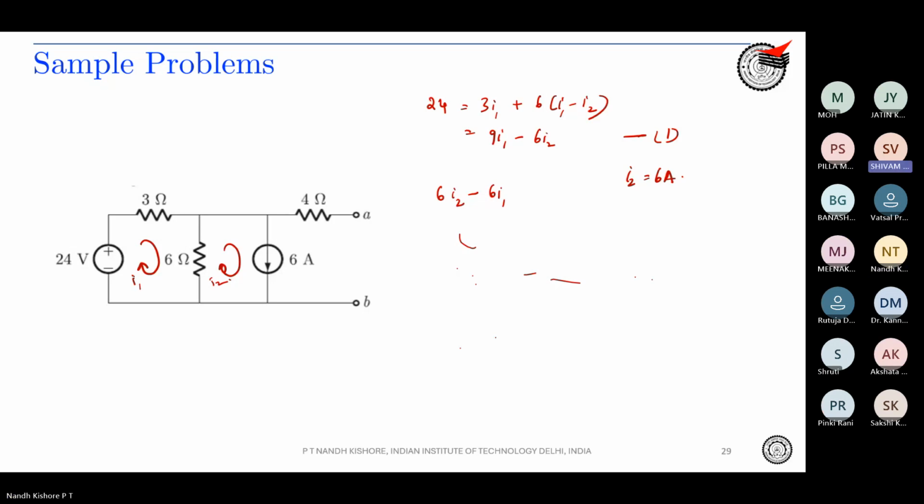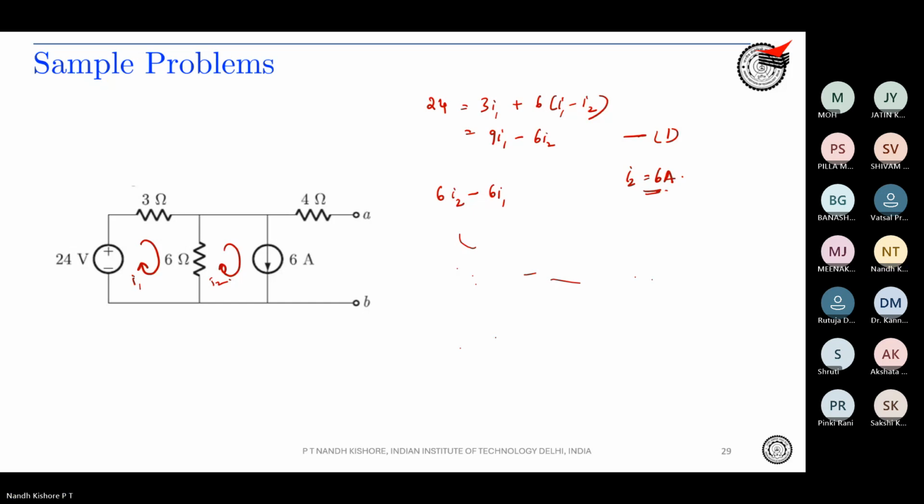6 ampere in the outer side. So in this loop, only 6 ampere current flows. Correct. So what is the value of I2? 6 ampere. You are right. I2 is basically 6 ampere.